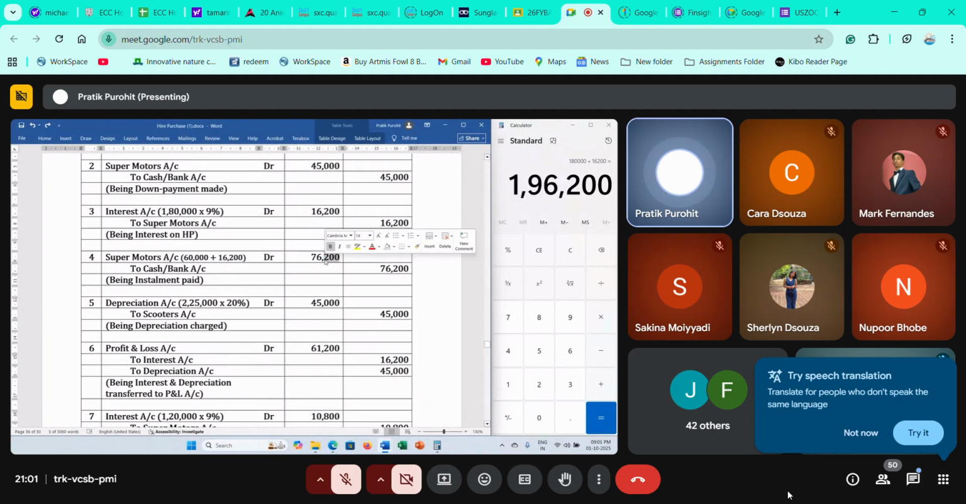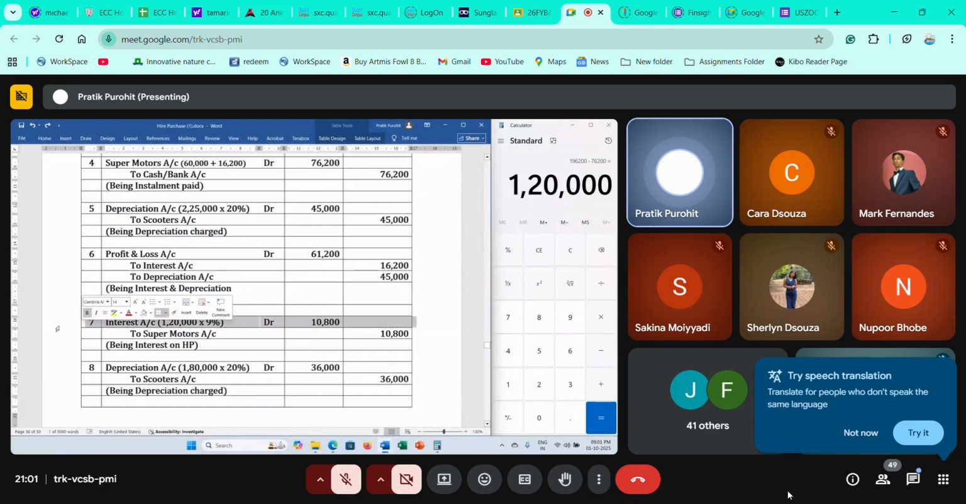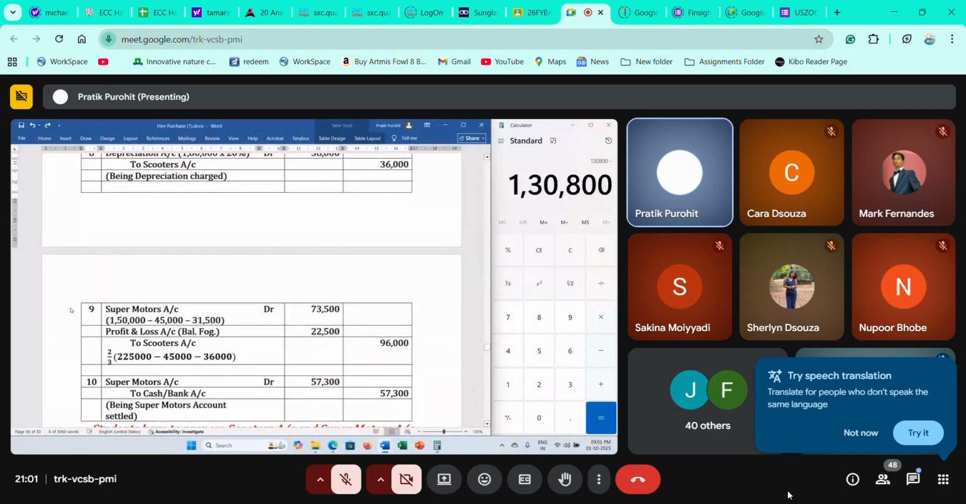Then you made a payment of 76,200 over here, so minus 76,200, it becomes 120. Then the next year came, interest of 10,800 was payable, so you again add 10,800. Minus, you make payment of installment, but that did not happen. So we paid them 73,500. They took assets of 73,500, so minus 73,500. So how much is still left to be paid to them? 57,300. Simple. In short, prepare Super Motors ledger account.